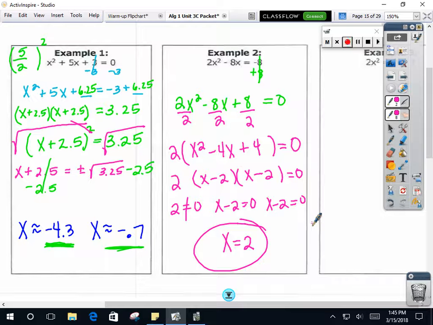No, you can do all of them by quadratic formula. I just want to tie it all together and show you that it's all connected. It's not like totally different stuff. It's just different ways to solve it, and you choose the way that works best for you.